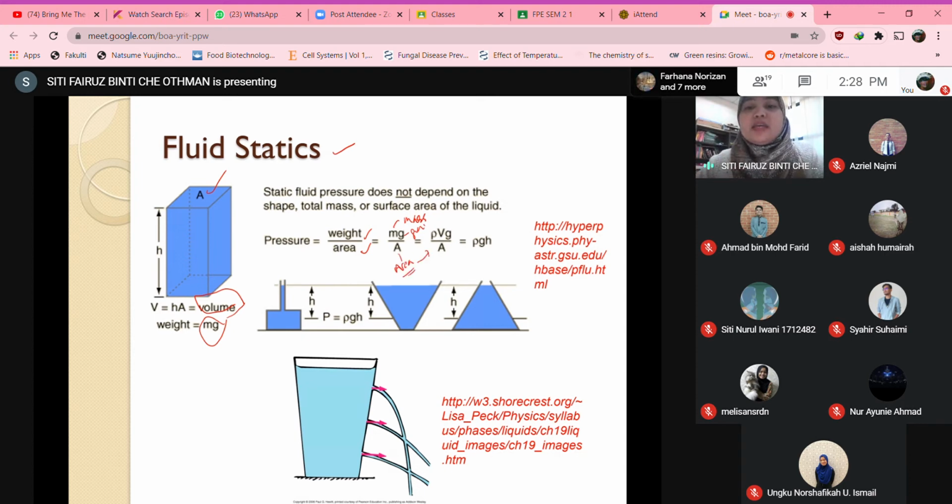So how do you get this? How is it translated into this particular density?